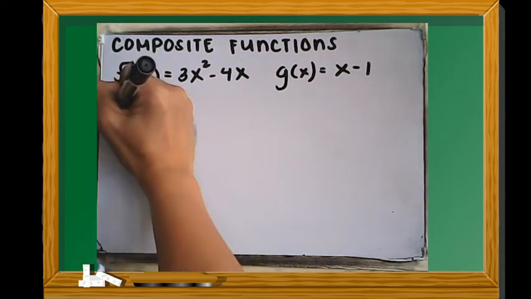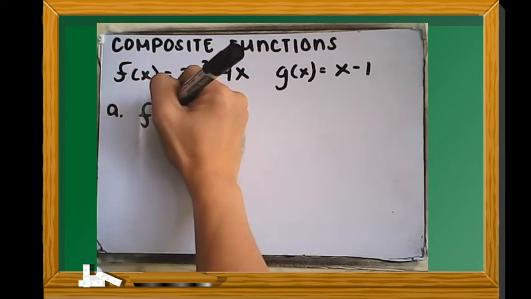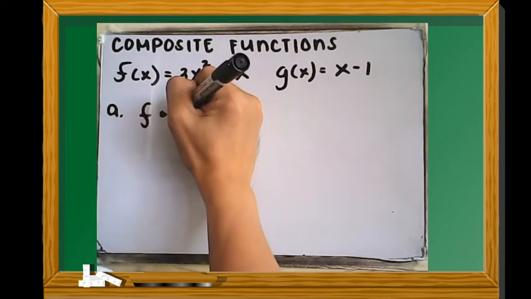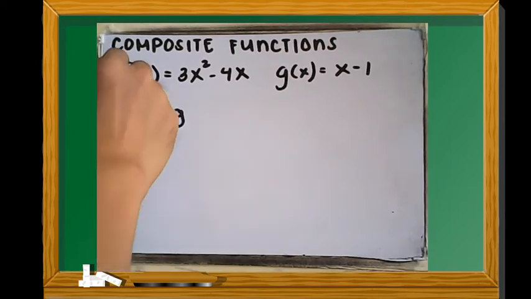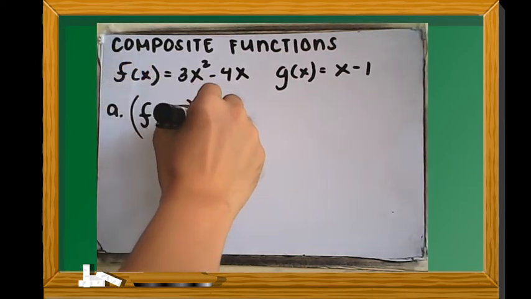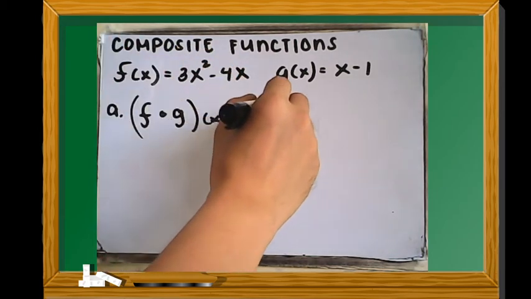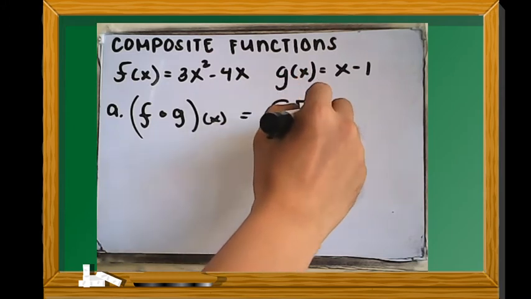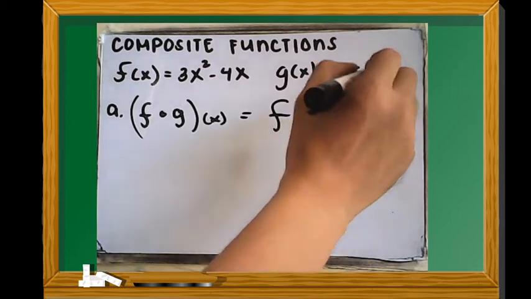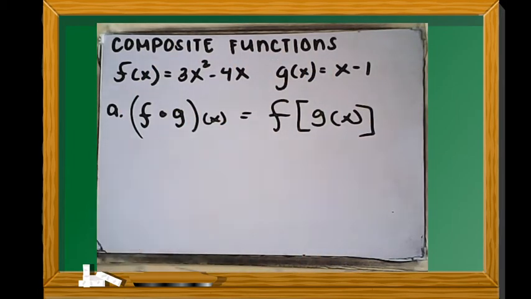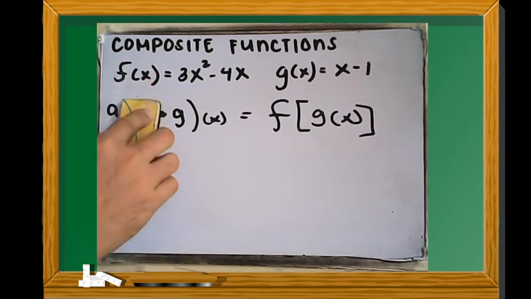First example, we're going to look for f composed with g of x. But again, this is the same with this format, f of g of x. So let's just use this instead of this one.